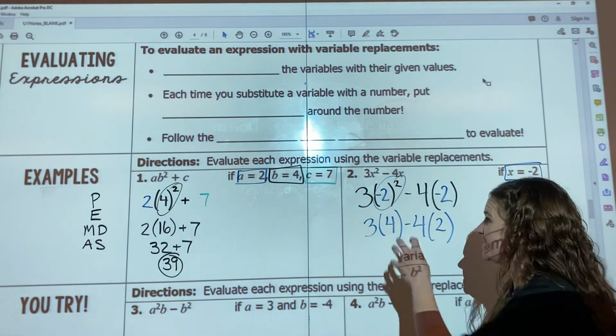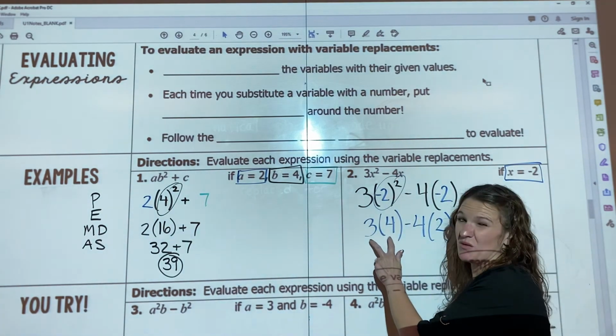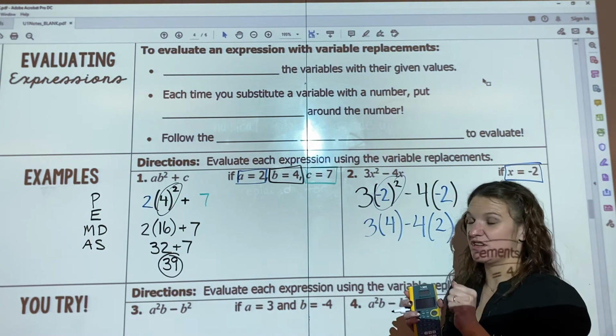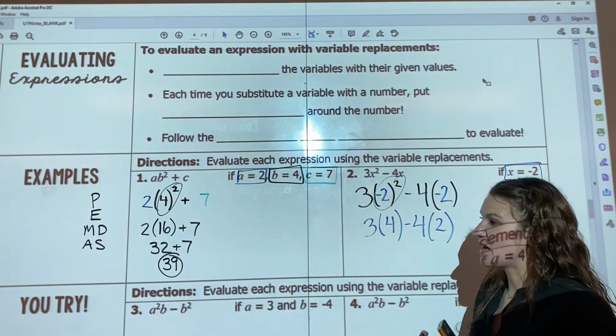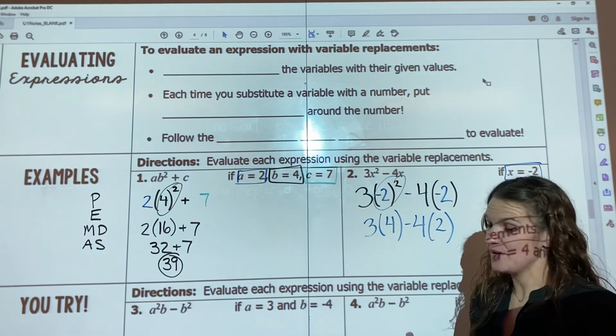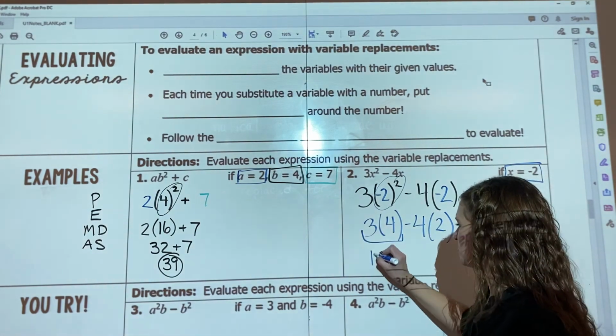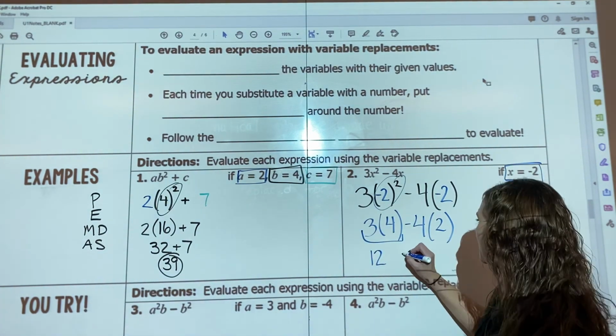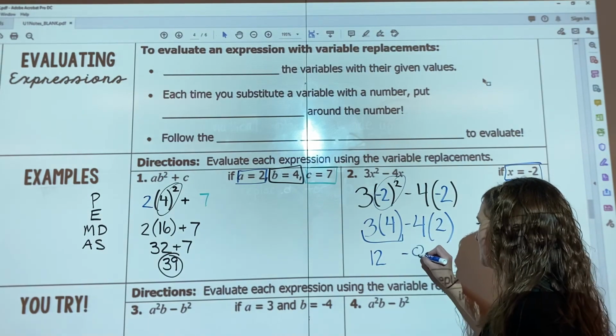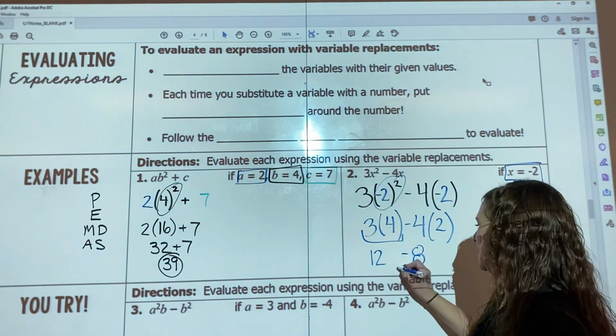I kept my parentheses here because I want to make sure that I remember that we're multiplying these two numbers since they're touching. Our next step is multiplication and division, left to right. So if I multiply here, I get 12. Bring down your minus sign, or -4 times 2 gives me -8, and 12 minus 8 is 4.